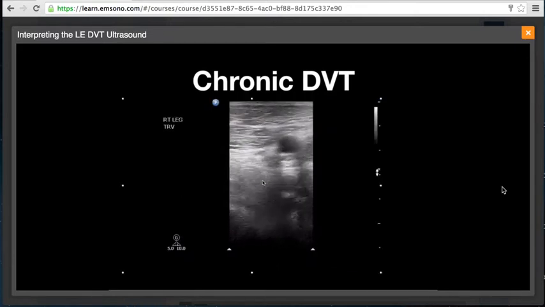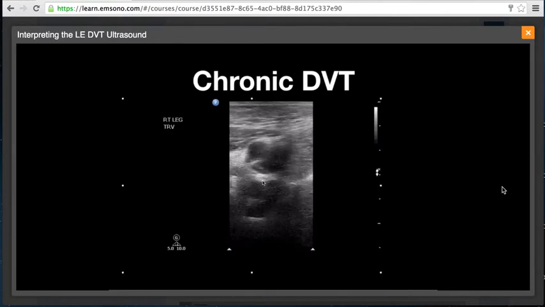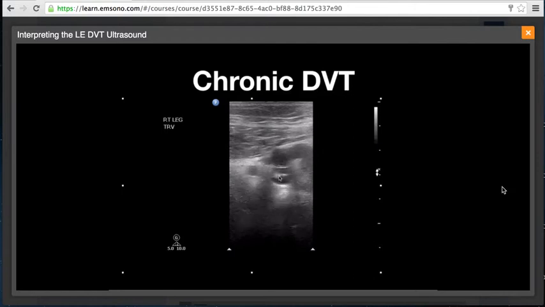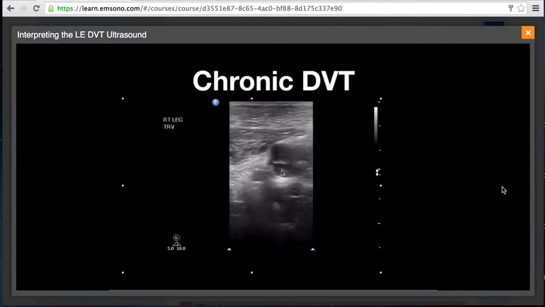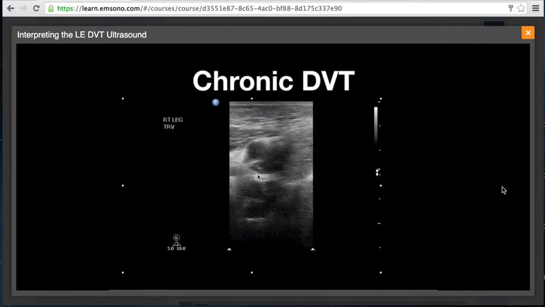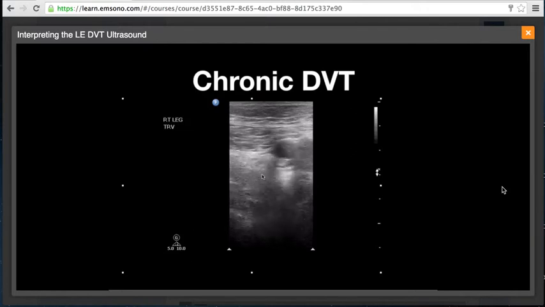Here's another patient with a chronic DVT. They were asymptomatic. Note that the vein itself is not enlarged. Note that echogenic web-like material within there. And note that, for the most part, the vein is now compressible.